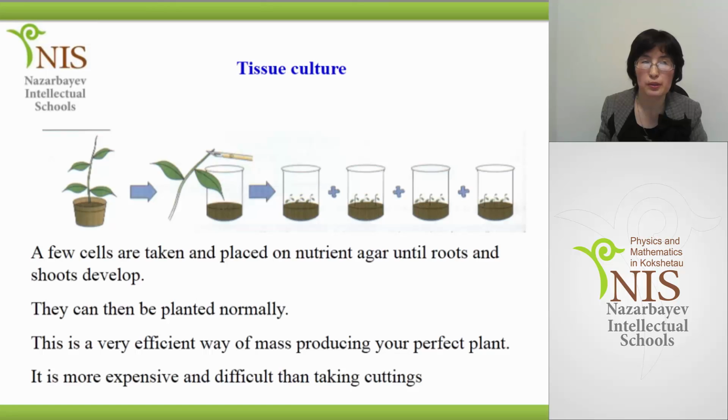But now most people use tissue culture. In the tissue culture method, a few cells are taken and placed on nutrient agar until roots and shoots develop. They can then be planted normally. This is a very efficient way of mass producing your perfect plant, but it is more expensive and difficult than taking cuttings.